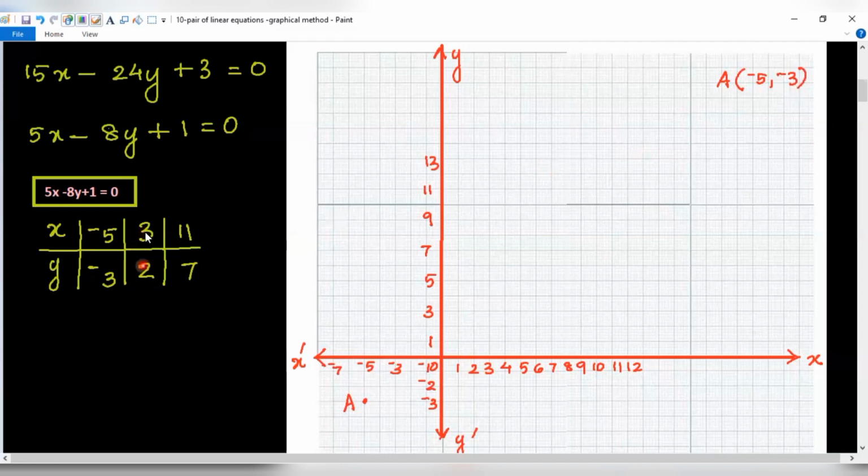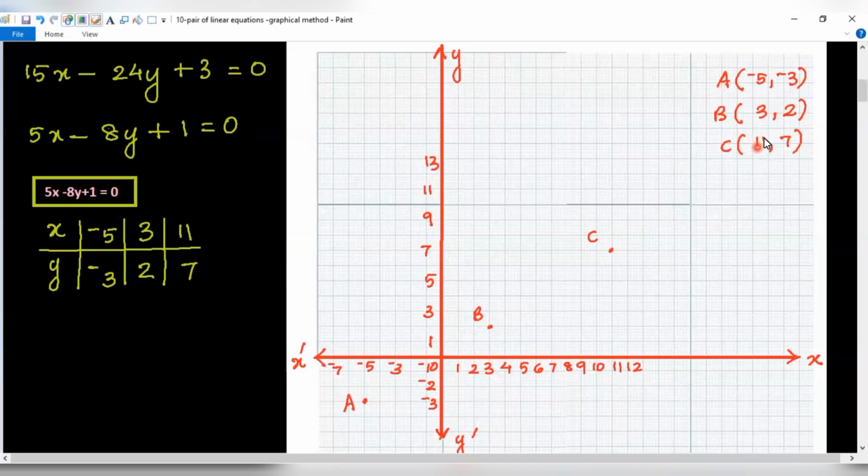Then we need 3 comma 2, x is 3 and y is 2. x 3 is here and y 2 is here. So this is the point. I will name it B, and B is 3 comma 2. Now we need 11 comma 7. 11 is here, and this is the 7, y 7. So 11, 7 is here. You will name it C. C is actually 11 comma 7.